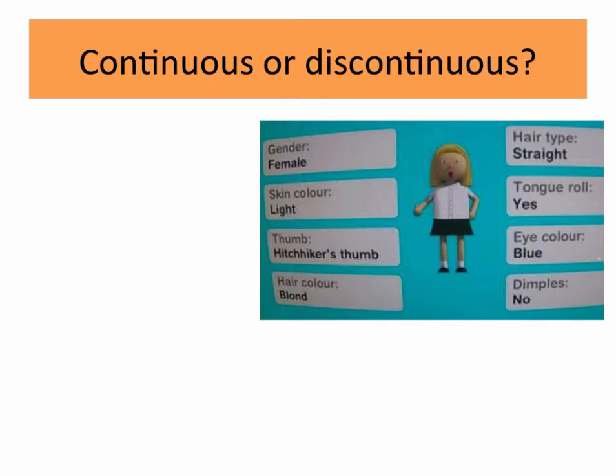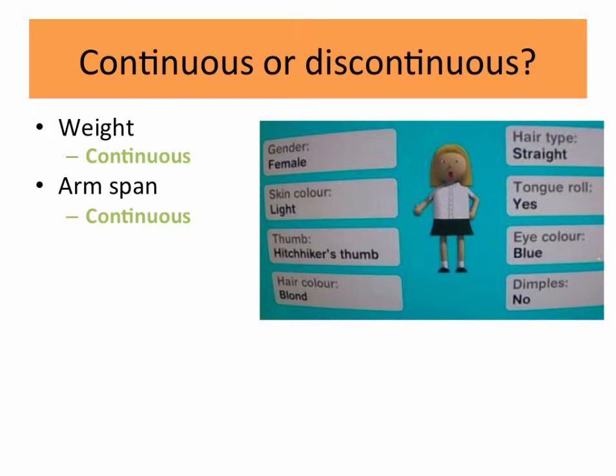So let's look at a few examples here. Have a think for each one. Is it continuous or discontinuous? Here we go. Weight or mass. Continuous. Arm span. Continuous. You can measure it.